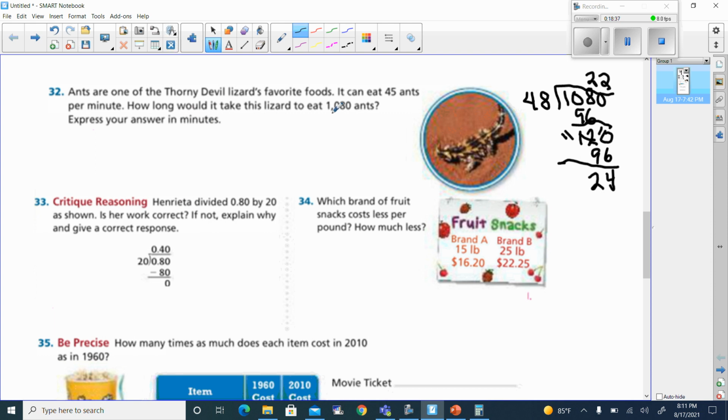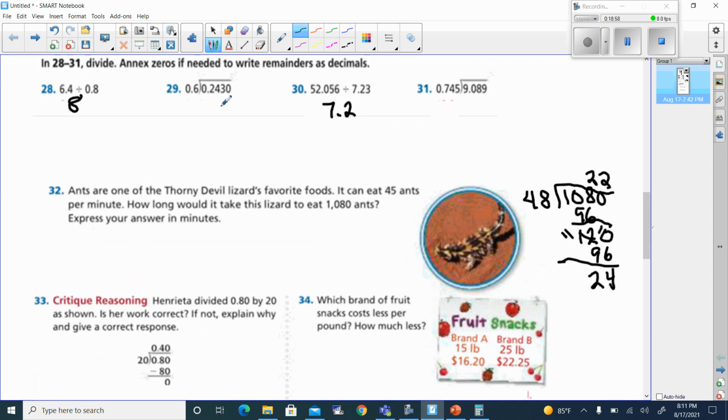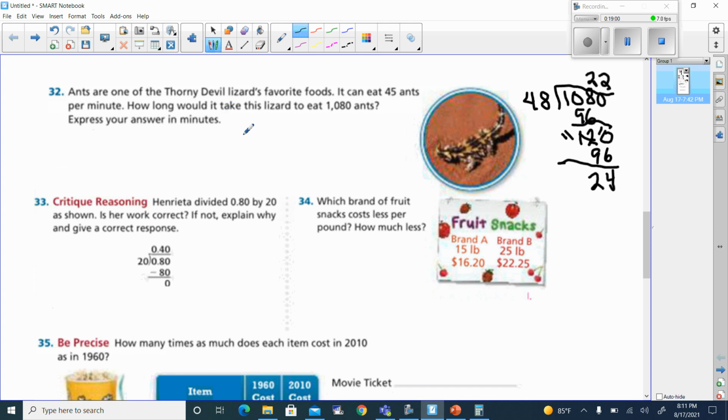And now we have to see, okay, this is how many minutes, right? How long would it take a lizard to eat? All right. Express your answer in minutes. So we got about 22 minutes and 24 seconds. So really it's going to take about 23 minutes because we've got a little extra, right? It doesn't say to give us an estimate.